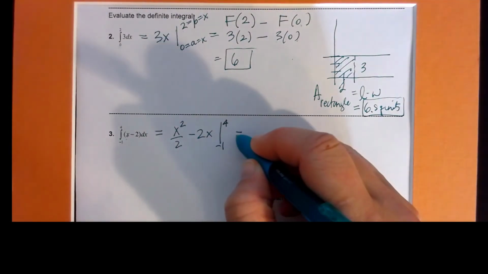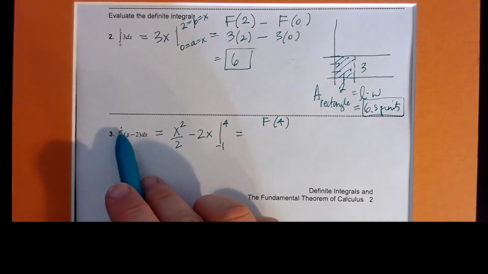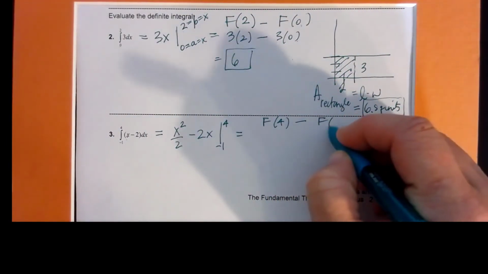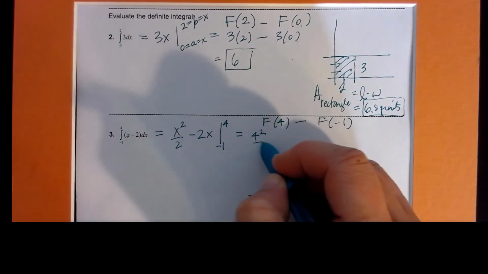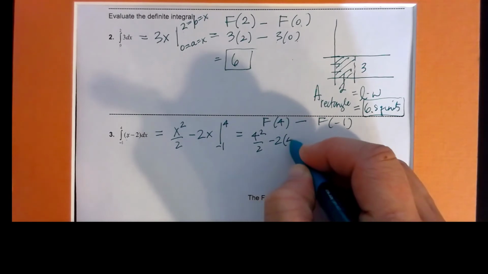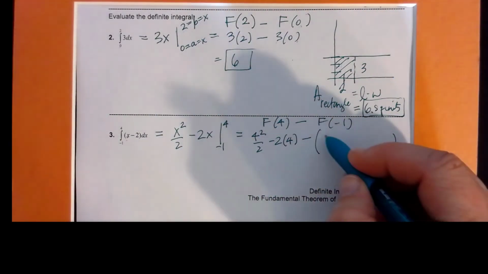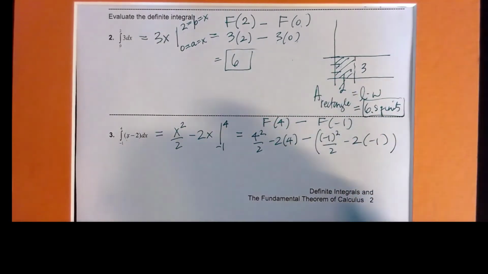So what we would have is capital F of 4, so not necessarily the biggest number, but it has to be the one in the upper spot, and then minus F of -1. So when we plug in 4, we have 4 squared over 2 minus 2 times 4. And when we plug in -1, we'll have -1 squared over 2 minus 2 times -1.